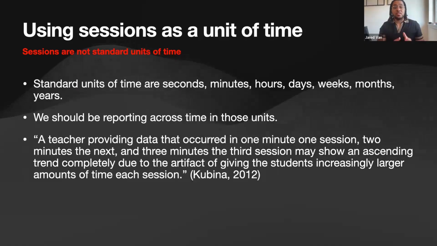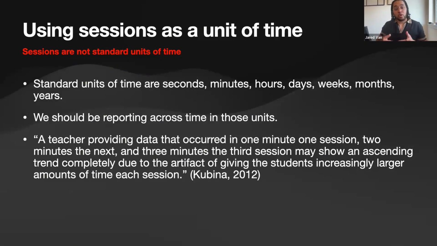You see, standard units of time are seconds, minutes, hours, days, weeks, months, years. And if we want to be a science, a real science, a natural science, as we were when we were initially created, we should be reporting across those time units. Here's an example. A teacher providing data that occurs in 1 minute one session, 2 minutes the next, and 3 minutes the third session may show an ascending trend completely due to the artifact of giving the students increasingly larger amounts of time each session. That's a problem, and this affects how practitioners make decisions.